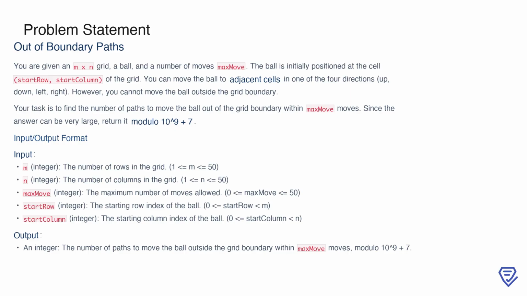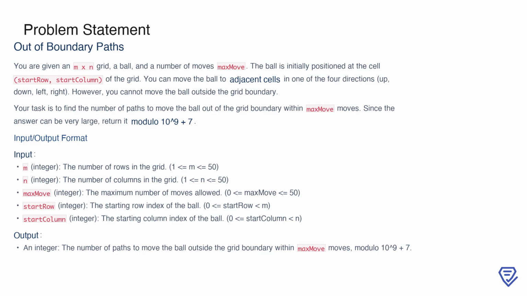In this problem, you are given an M by N grid, where a ball is placed at a specific starting position, defined by start row and start column. The ball can move in one of four directions: up, down, left, or right. However, the ball is restricted by the boundaries of the grid, meaning it cannot move beyond its edges.